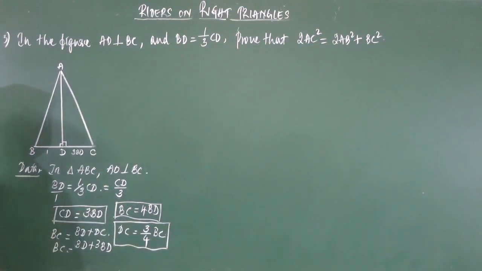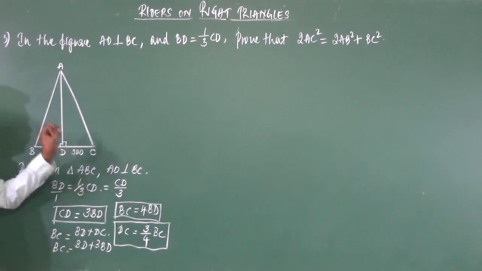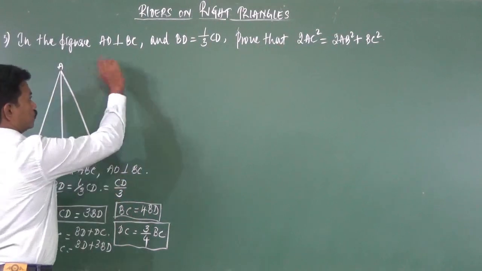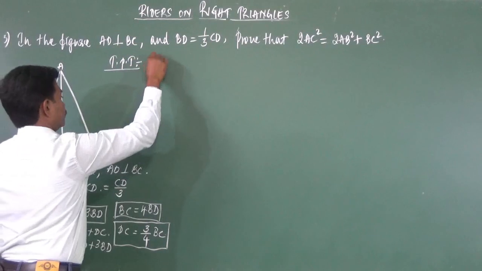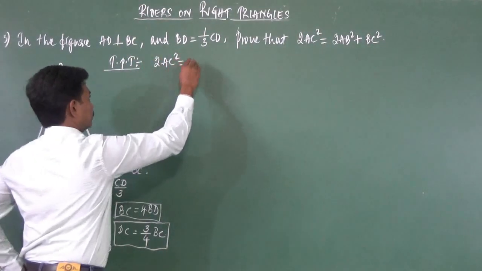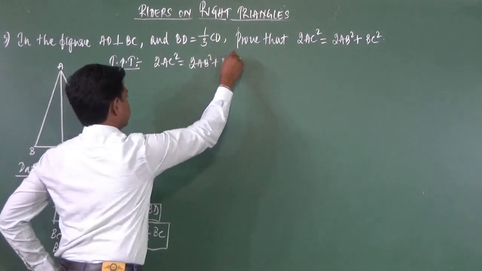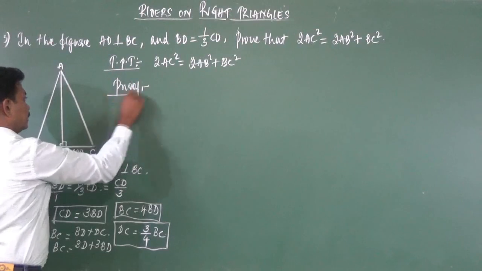Very, very important results. If you get ready with all these things in the data itself, the problem becomes very easy for you, right? So let us get into the proof that 2AC square is equal to 2AB square plus BC square. So in the proof we'll get into this, right?